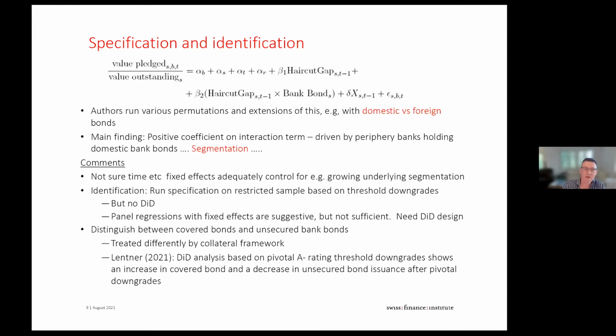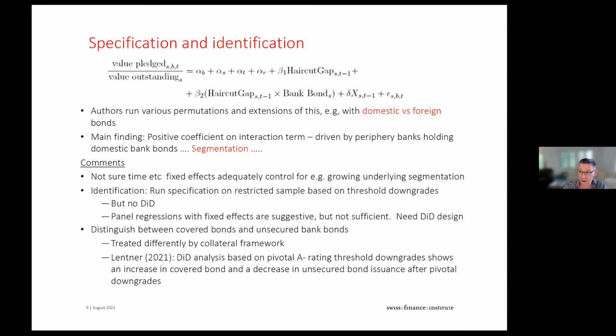Specification, this is my penultimate slide on this. So they run this kind of regressions in different forms, and this is fine. And they find evidence of segmentation when they use domestic and foreign bank bond dummies. But this kind of regression doesn't really adequately control for latent variables or endogeneity issues. Fixed effects are not enough. And so they try to deal with that by limiting the sample to threshold downgrade periods, but they don't do a diff-in-diff. I think you need to do a diff-in-diff to cement that what you find is actual. So currently there's an endogeneity issue in the regressions that needs to be dealt with. The only way to do that is diff-in-diff.